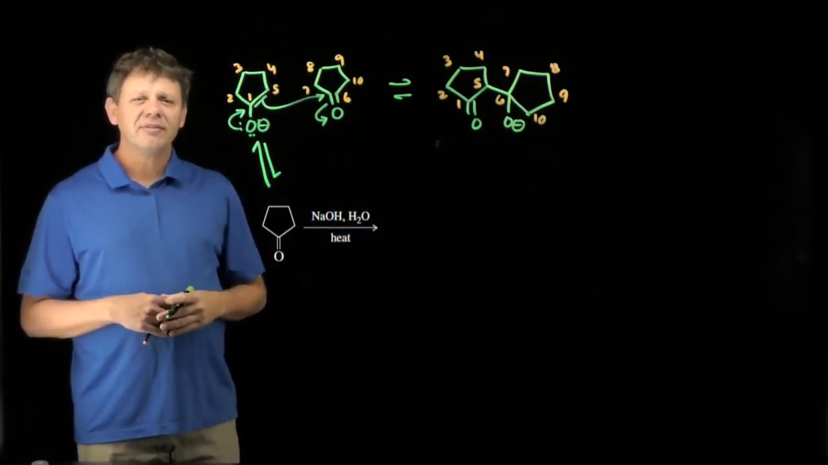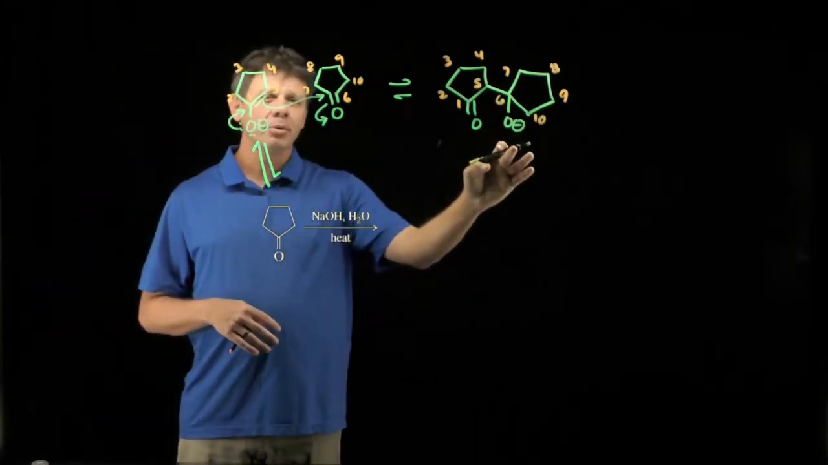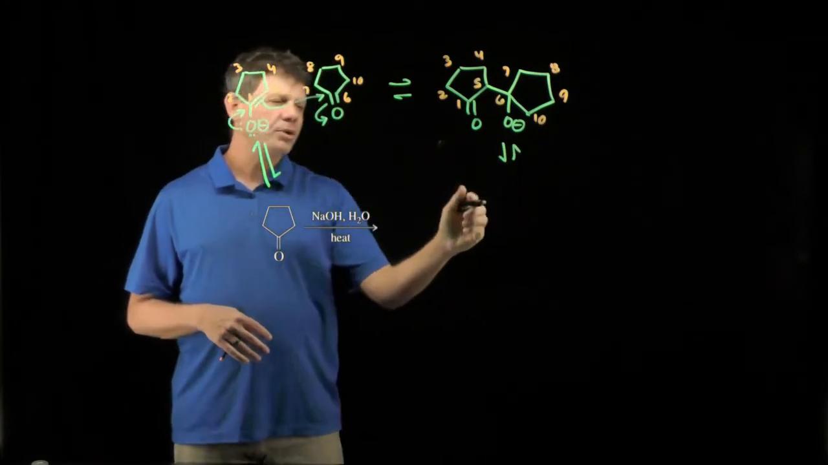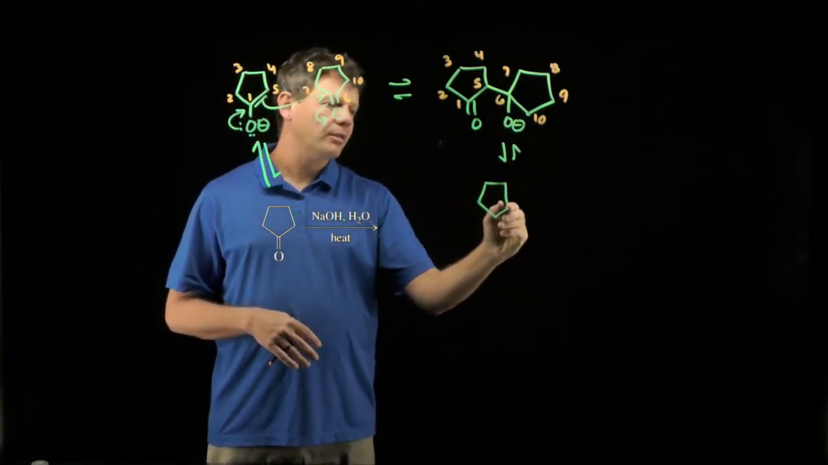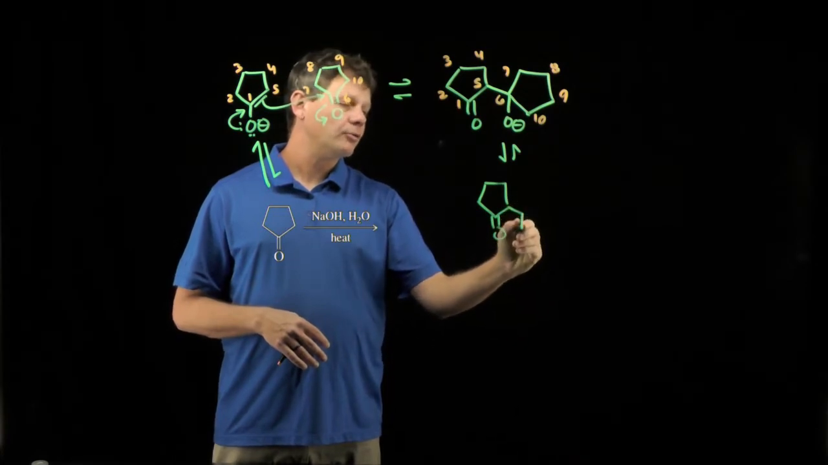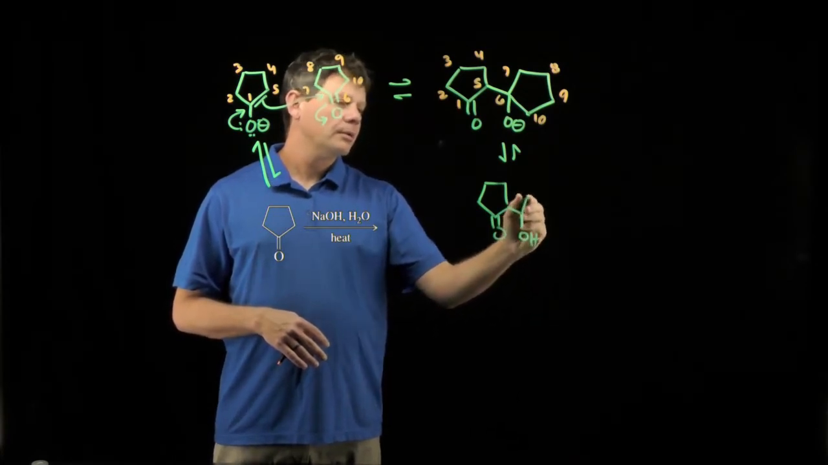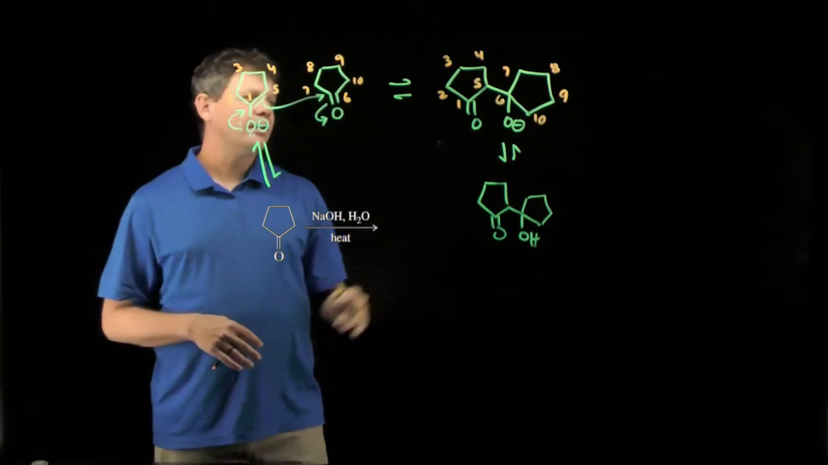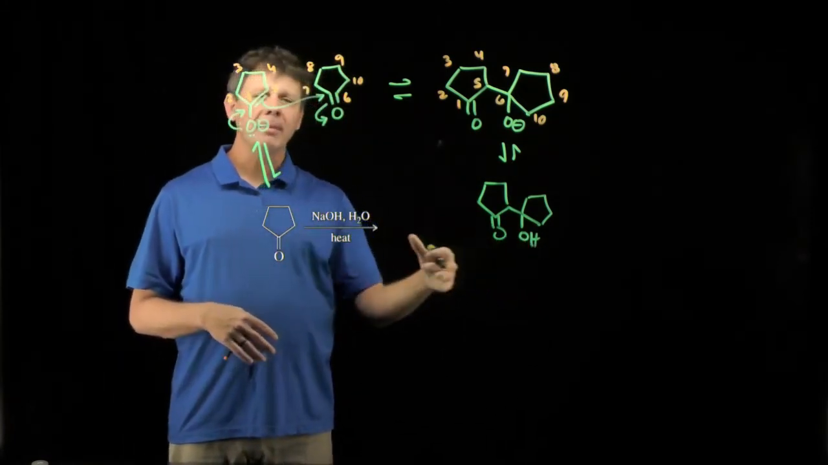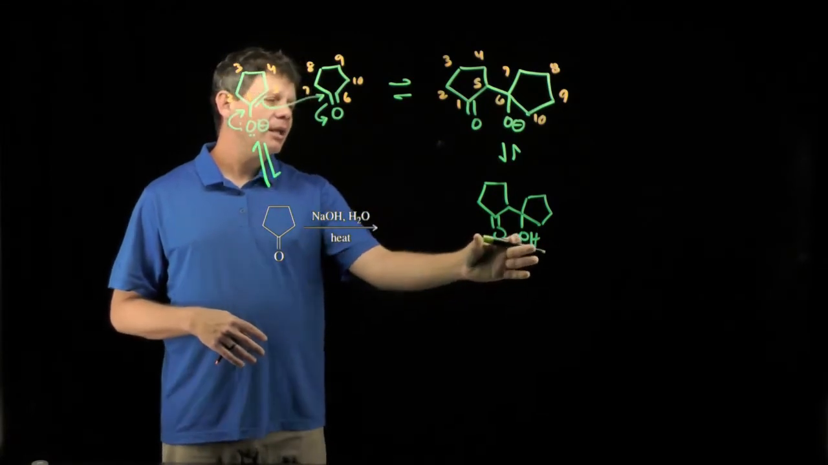Our reaction isn't finished. We have water present, so we can protonate that to make the alcohol. I'm not going to show the arrow pushing, but I'll just draw the molecule. So we can form the hydroxyl group here by reacting with water.